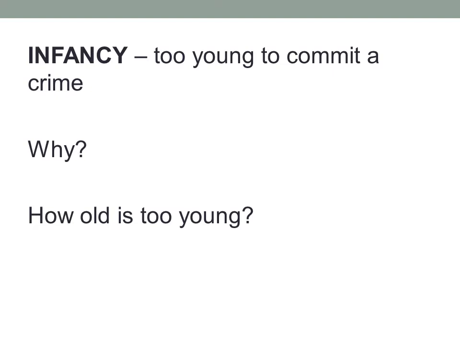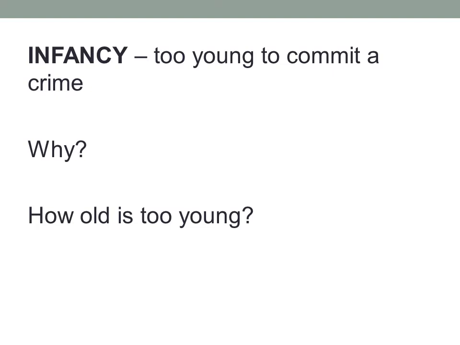But under this defense, the defendant's not subject to criminal prosecution because they're too young to commit the crime. Why is that? The understanding is these defendants or children are too young or too immature, like I said, to form the criminal intent. So what age does criminal intent form? The feds say 11, and states differ on what constitutes too young to commit a crime.